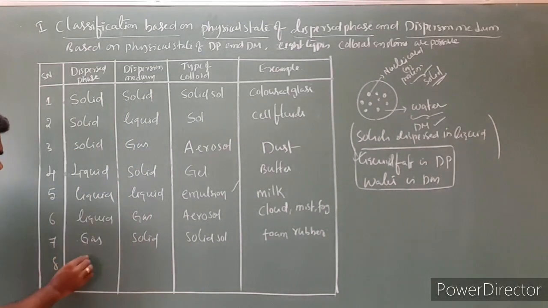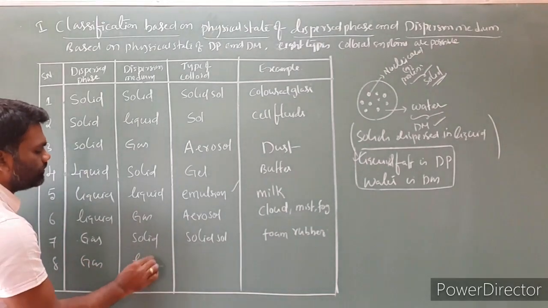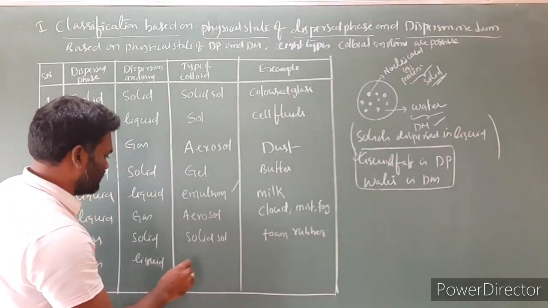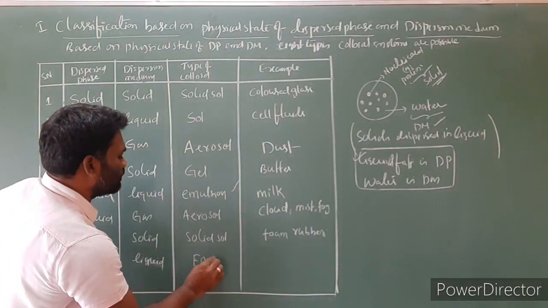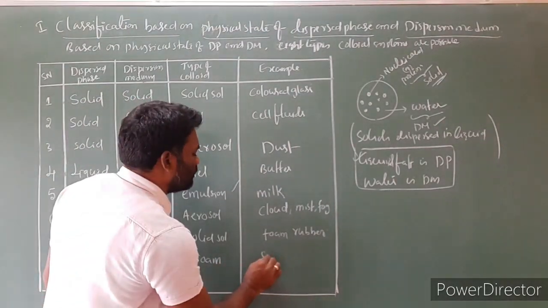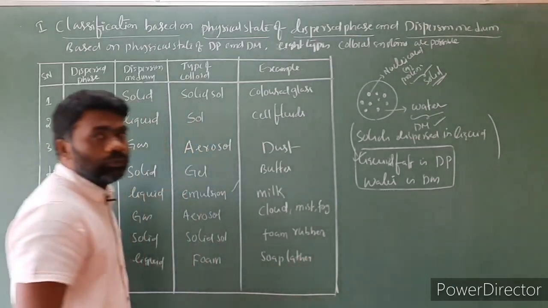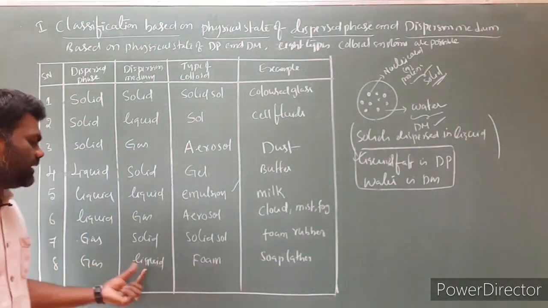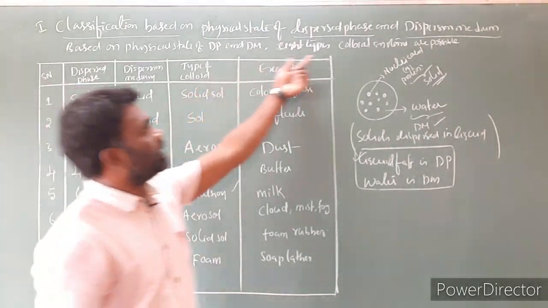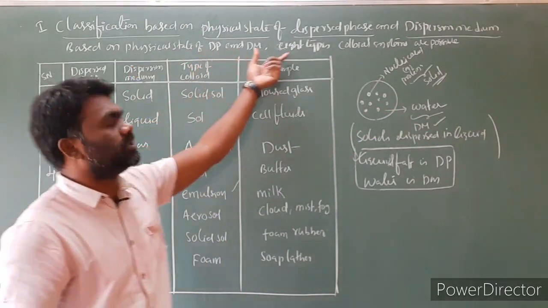Then the eighth one is gas in a liquid. Gas in liquid is called a foam. An example is soap lather. So soap lather is taken as gas in a liquid. So in total, 8 colloidal systems are possible based on the physical state of the dispersed phase and dispersion medium.